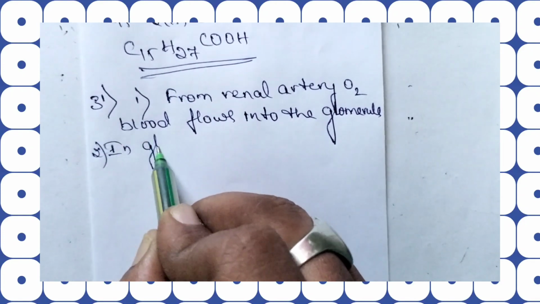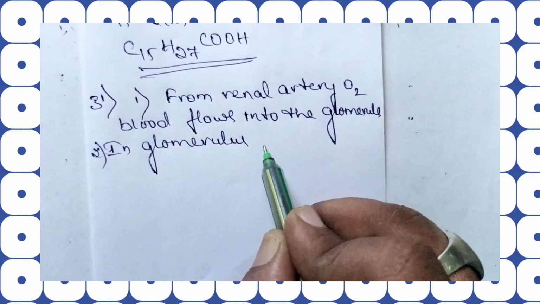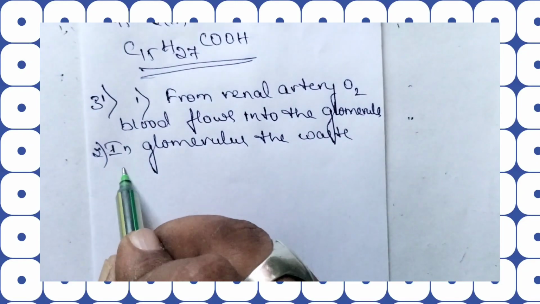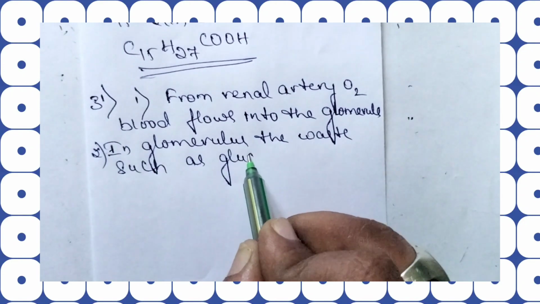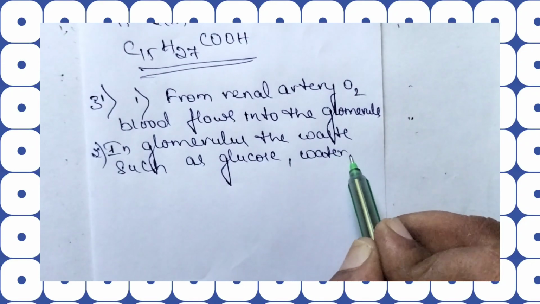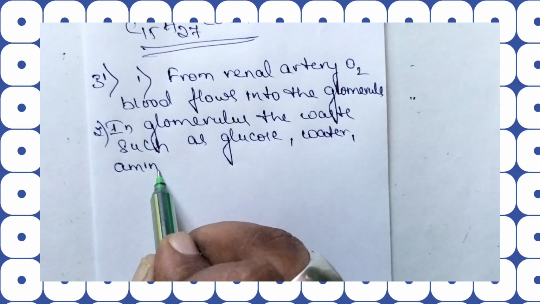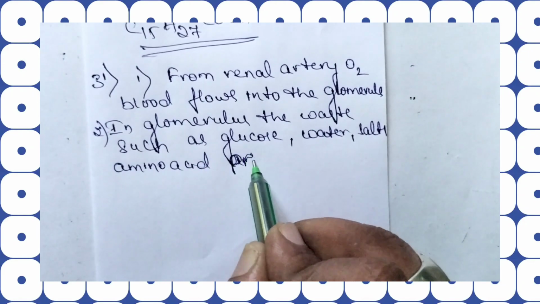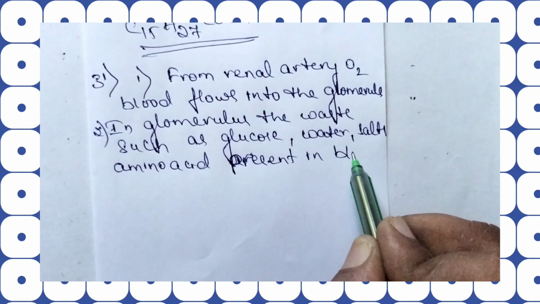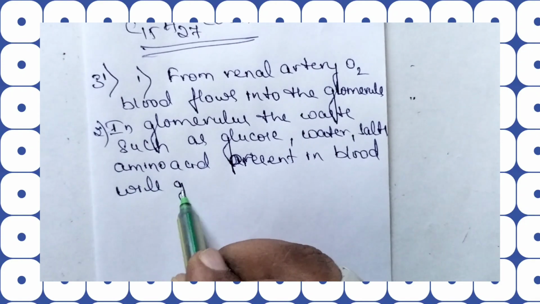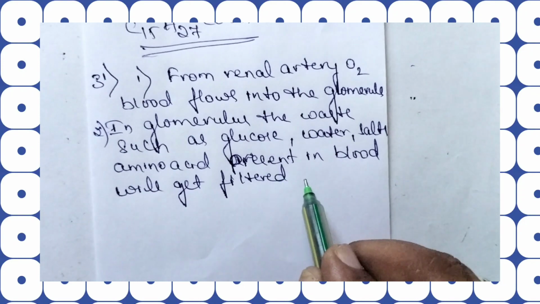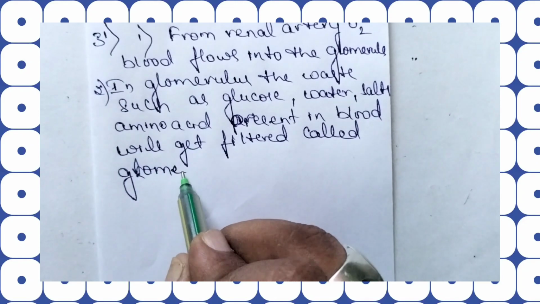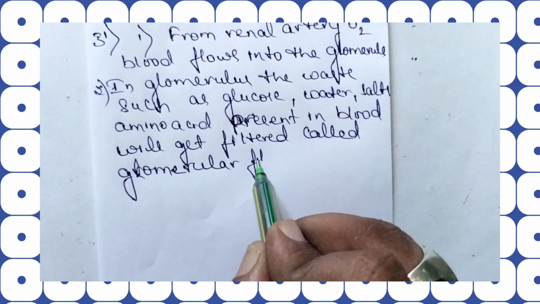Second point, in glomerulus, the waste such as glucose, water, then amino acids, salts present in blood will get filtered, called glomerular filtration.